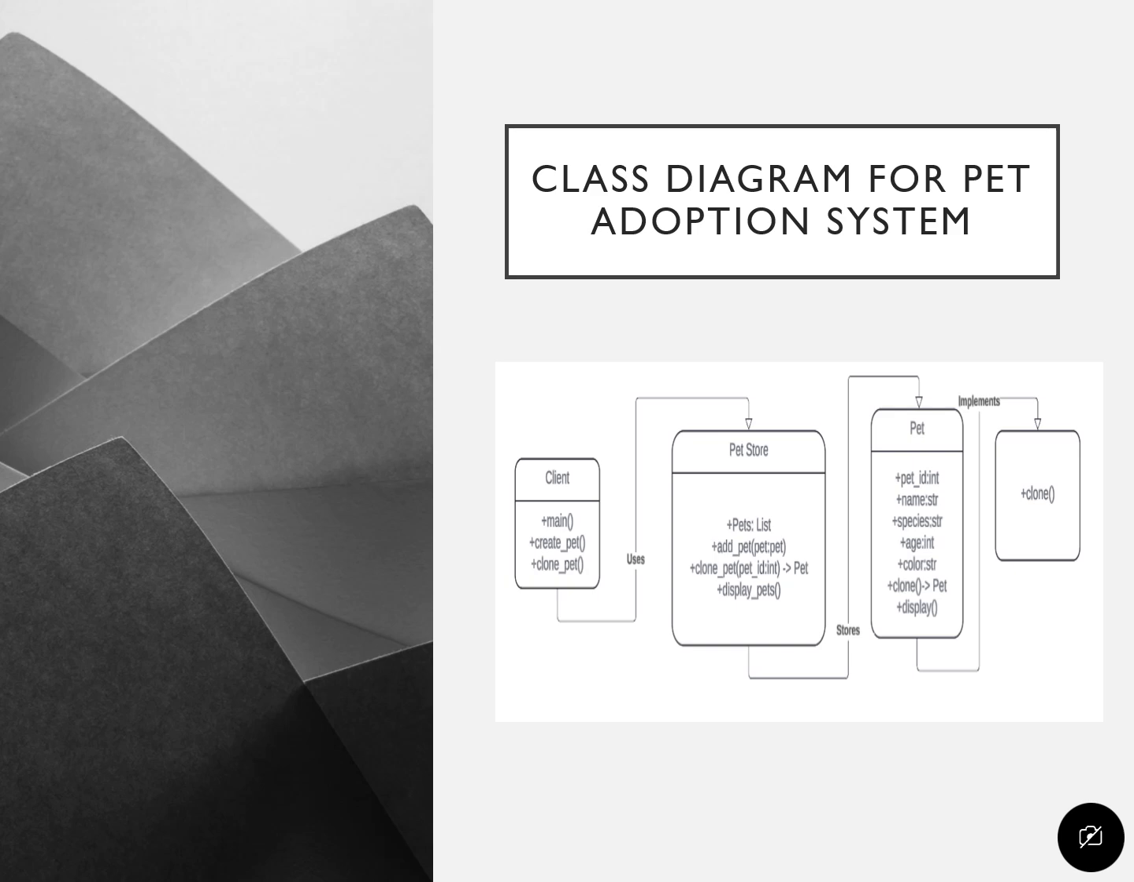Next we have Pet. That's going to be the concrete prototype. This class represents an individual pet. It implements the clone method from the prototype interface and duplicates the pet objects.